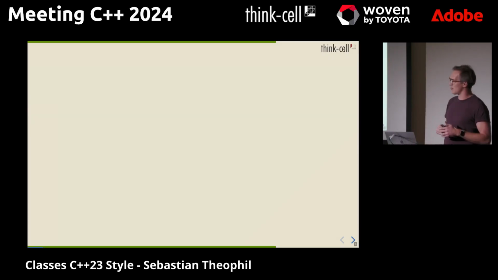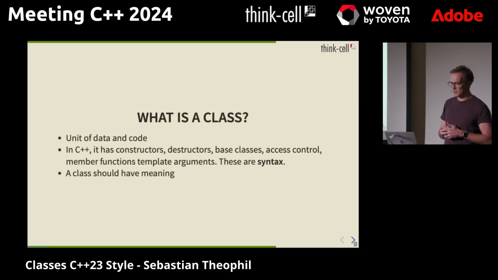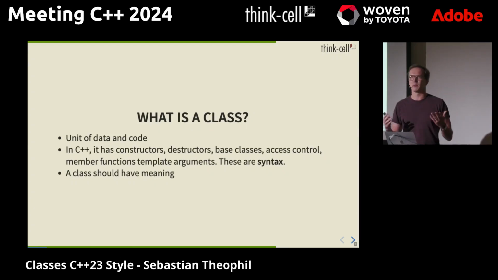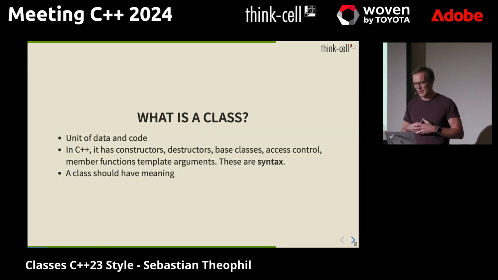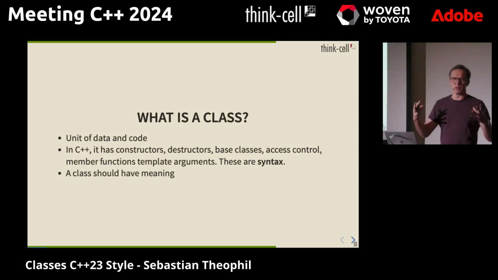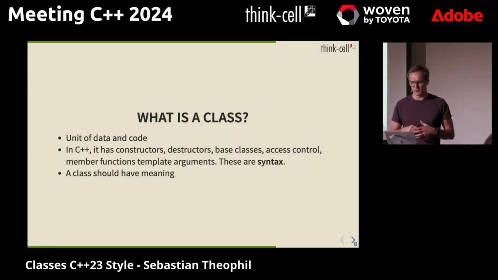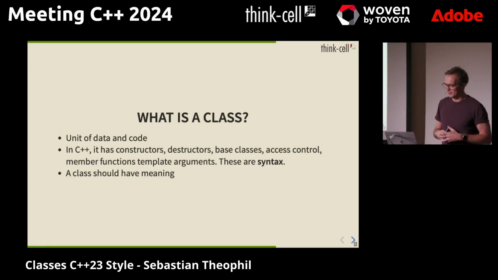So now back to the subject at hand and simple C++. A class is a unit of data and code. In C++, that means it has constructors, destructors, base classes, access control, member functions, template arguments. So these are all syntax. But a class should have some meaning. That's typically what we start with, right? That's also what was such a good idea about Smalltalk, to give things a representation, things that have actual meaning in the real world.